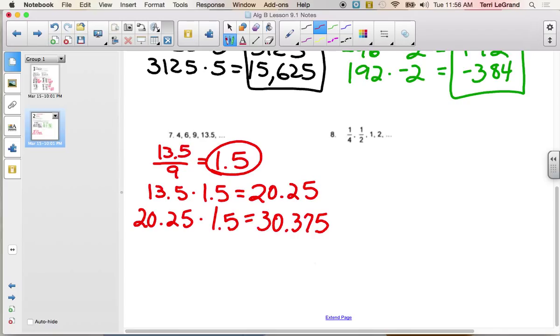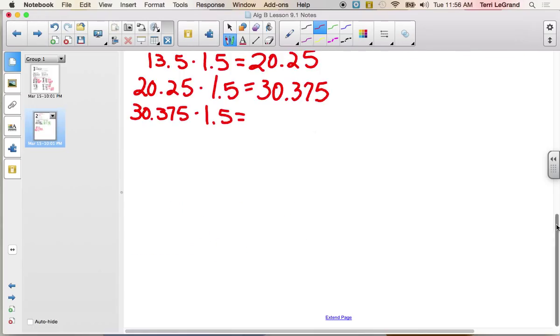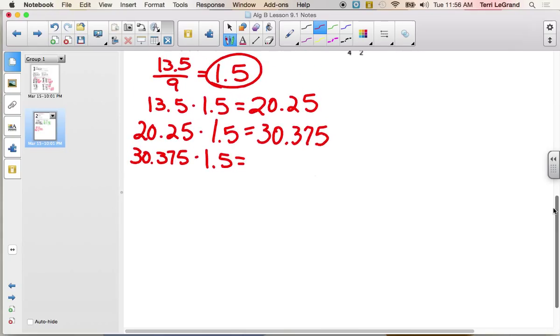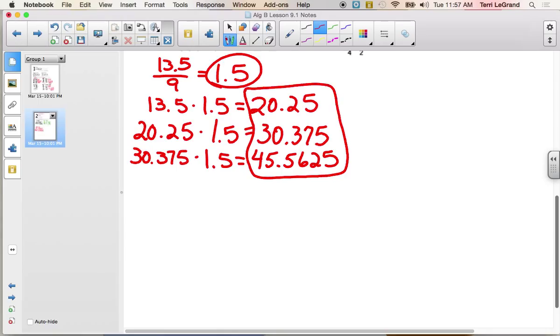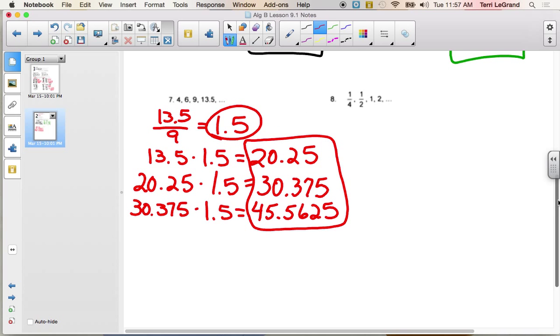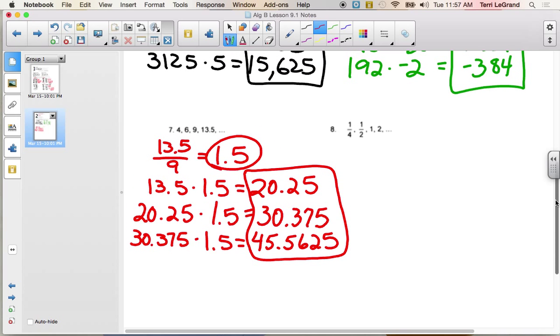Okay, and then now we're going to take the 30.375 and multiply that times 1.5, and even a longer decimal yet. Haley, what do we get for that? 45.5625. There are our next three terms. Everybody agree? Do your calculators have the same answer? Okay. So even though the decimals are long, we're going to keep them unless it says to do any rounding.